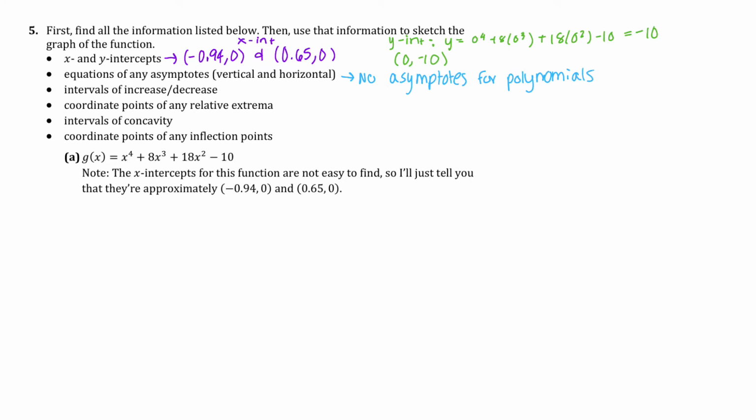Then we're looking for increase, decrease, and concavity. Our first part was getting the x and y intercepts and any asymptotes. The next part is the increase, decrease, relative max, relative min. For these, you want the coordinate points of the maxes and mins, which means you're going to take any x values you get and plug them back into the original function.